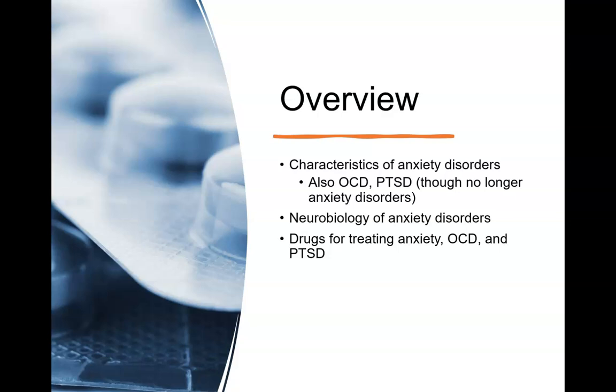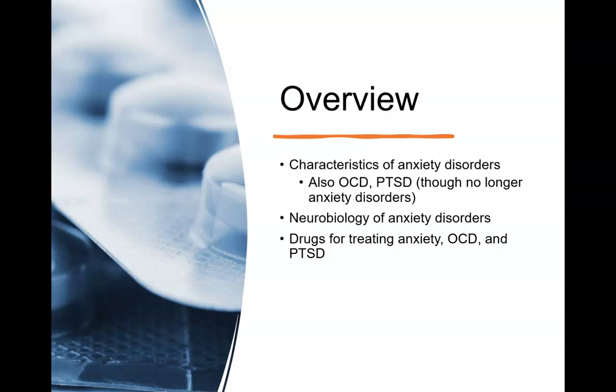And we're also going to talk a little bit about obsessive compulsive disorder as well as PTSD, although neither of these are technically considered anxiety disorders as of 2013. With the publication of the DSM-5 in 2013, OCD and PTSD, which were previously considered anxiety disorders, are no longer classified that way, though they do share a few common features with other types of anxiety disorders. We'll talk about what anxiety disorders do to the brain, and then we'll finish up by talking about different drugs that we use for treating anxiety, OCD, and PTSD.